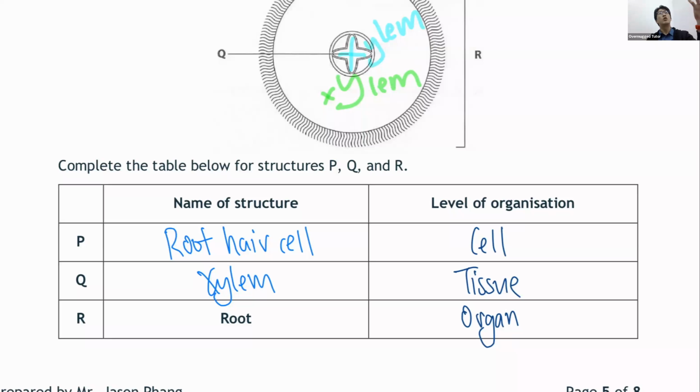So, question. Blood vessel. What level of organization? Blood vessel. What level of organization? Emily? Blood vessel is tissue, is it? Because it contains, well, everything contains cells in it. Blood vessel contains red blood cell.